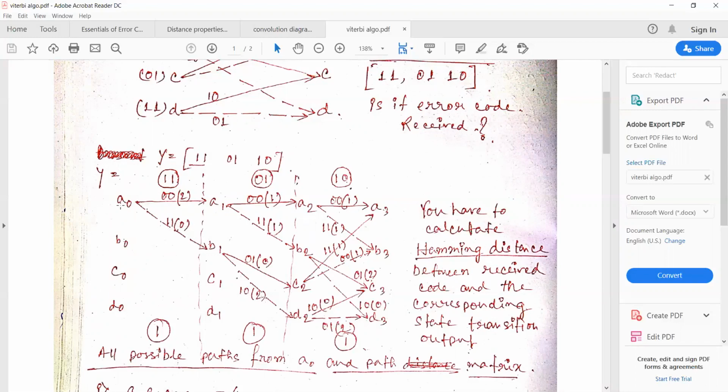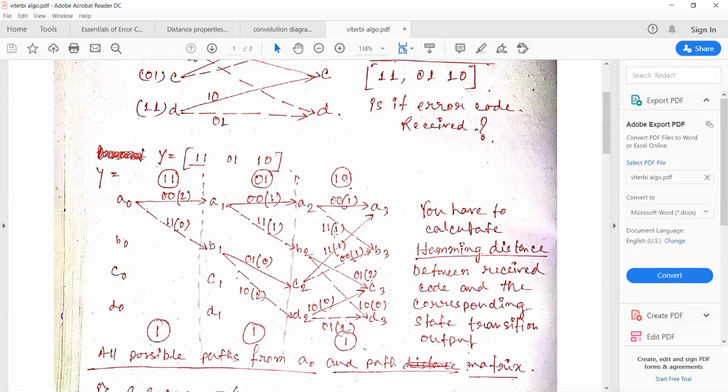You can see that when I'm going from A0 to A1 and B1, the corresponding output is 00 and 11, and every time I'm calculating the Hamming distance between this received code and the output. So that's what I'm trying to say, that for this 11 and 11, this was the Hamming distance. So in this way, this is for the example, okay.